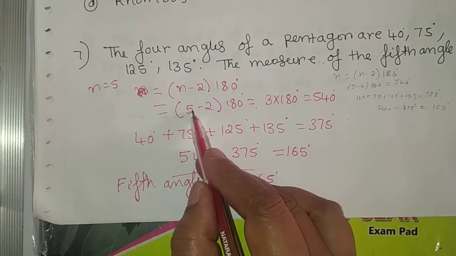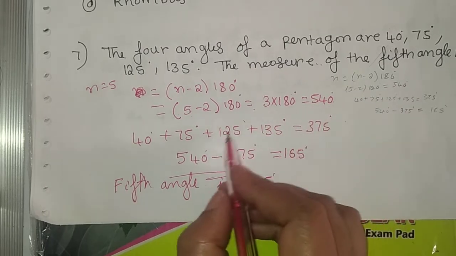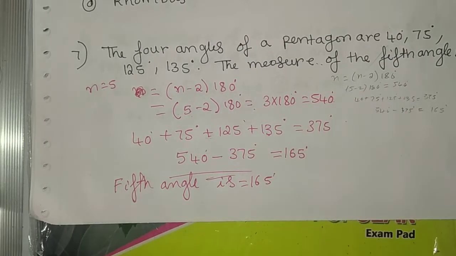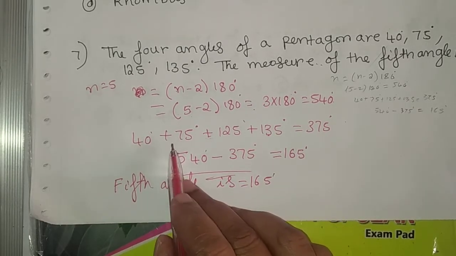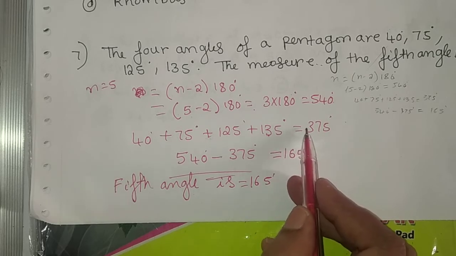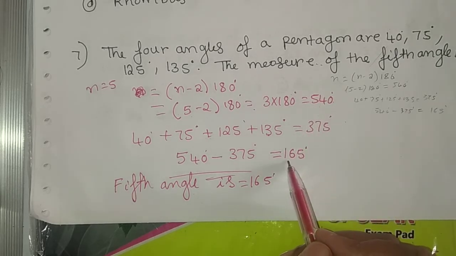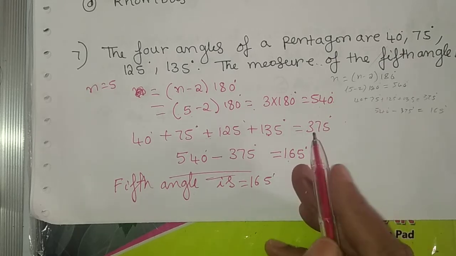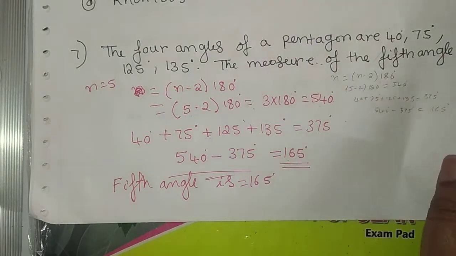Substitute here n is equal to 5. Then we get 540. After this, add all these angles, and we'll get 375. Then subtract this 375 from 540, and we'll get the fifth angle as 165.